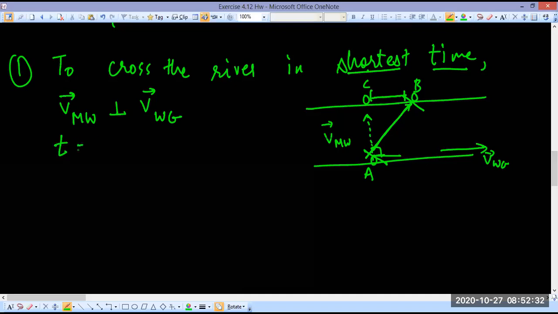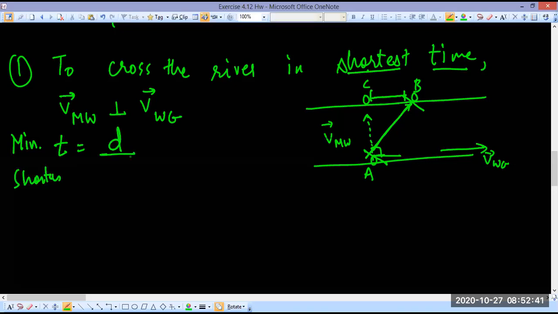And this minimum time, or the shortest time, is actually going to be equal to the width of the river, D suppose, divided by VMW.